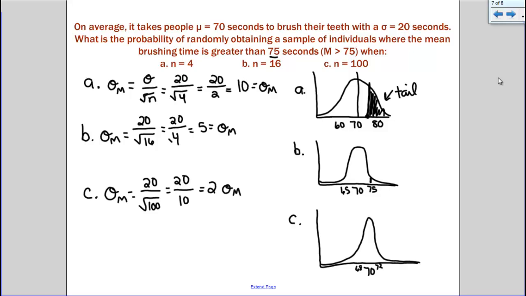75 is here in this distribution. This is also going to be a tail. And 75 is way out here in this distribution. So we're also looking for a tail here. Now just visualizing this before we find our z-scores and our probabilities, you can probably guess that we're going to have a smaller probability here, followed by this probability, and then the most likely probability here. Just looking at the pictures.